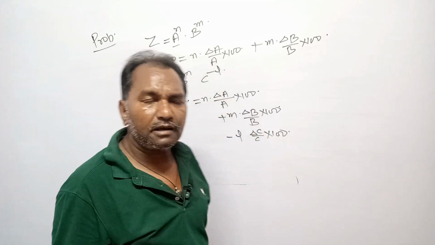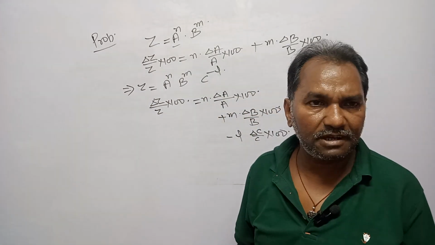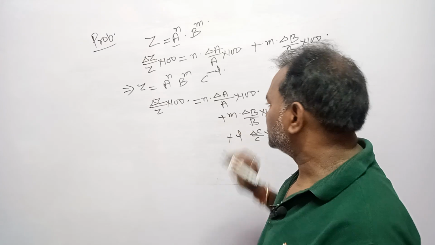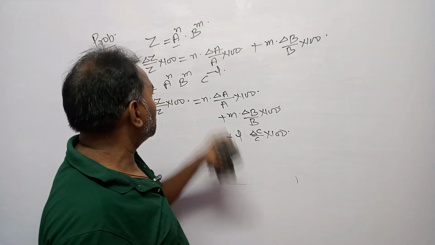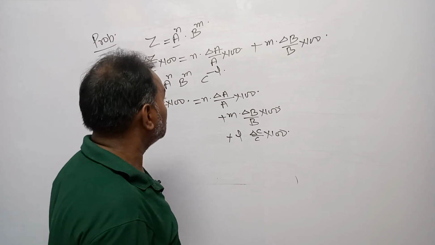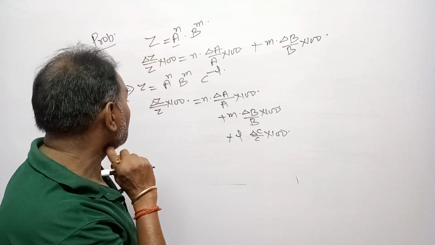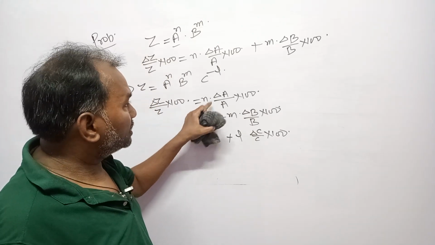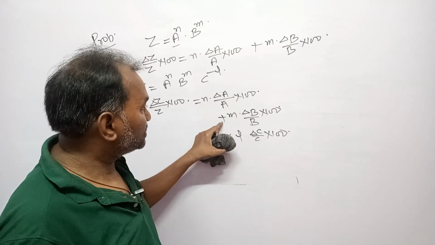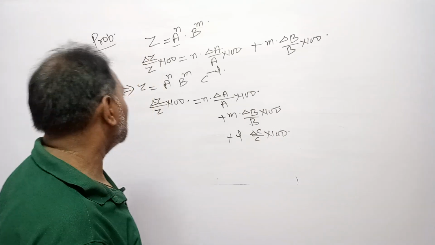But in fact, error is always considered positive. Whether it comes here negative or positive does not matter, so I am writing it again as positive. So, if the formula is like so, z is equal to a to the power n, b to the power m, c to the power minus l, then the possible error in the value of z will be delta z upon z into 100, that is equal to n delta a upon a into 100 plus m delta b upon b into 100 plus l delta c upon c into 100.